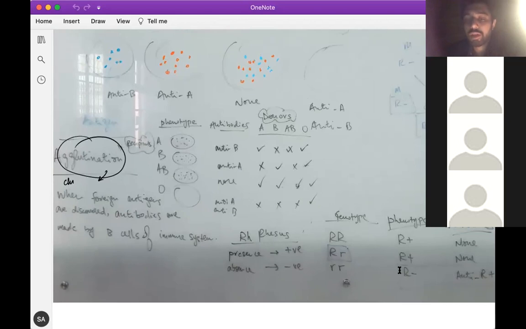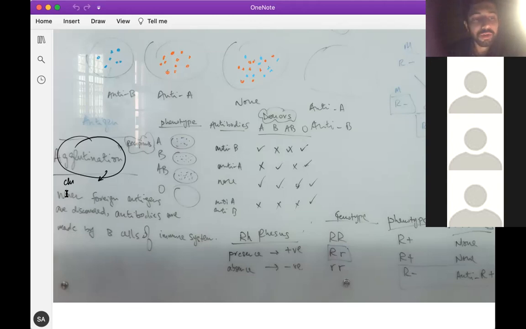Because imagine yourself, if you are R negative, you have a B negative or A negative blood group, you don't have a rhesus protein in your system. Your system does not recognize a rhesus protein. It does not know what a rhesus protein is. Okay, so it has never seen a rhesus protein. The moment it sees a rhesus protein, it's going to generate antibodies.